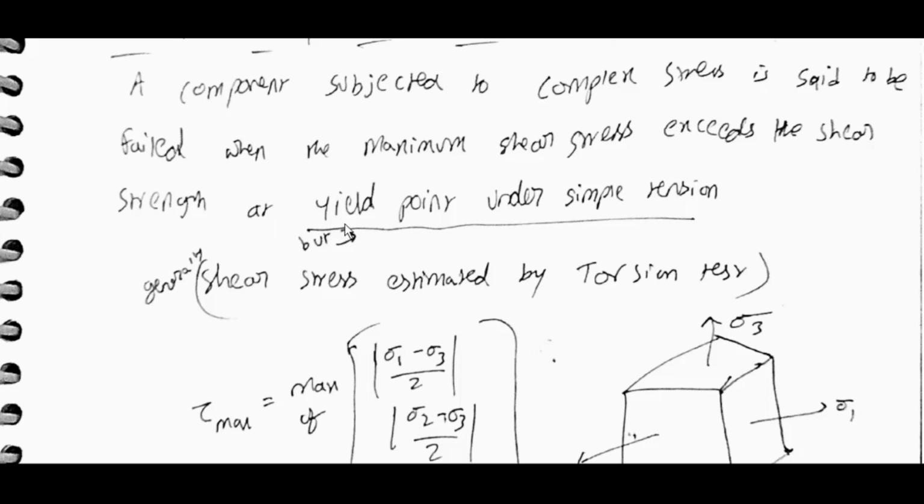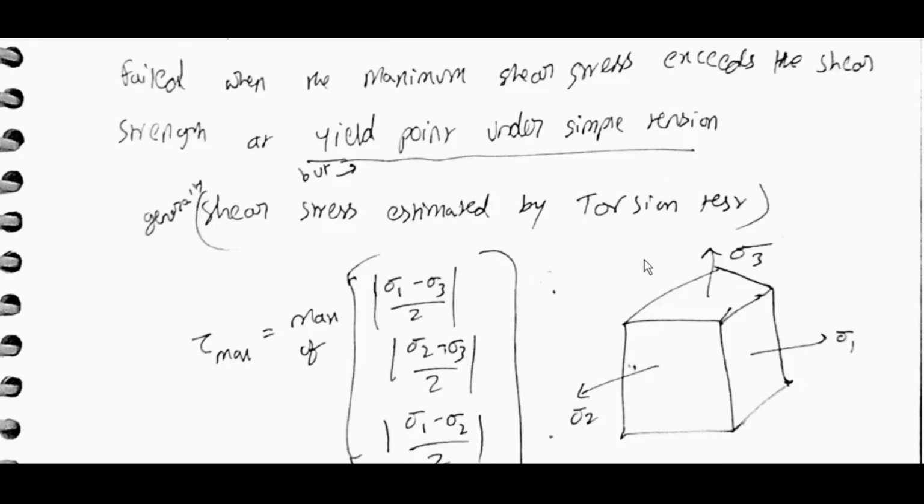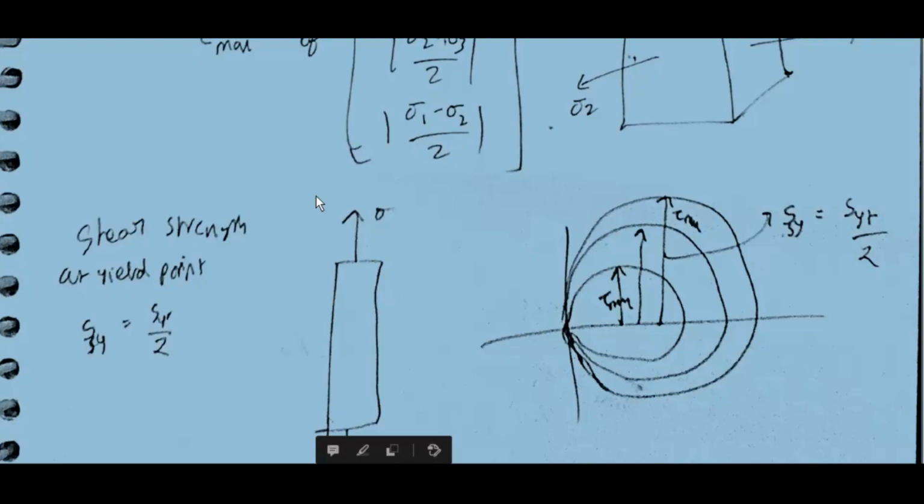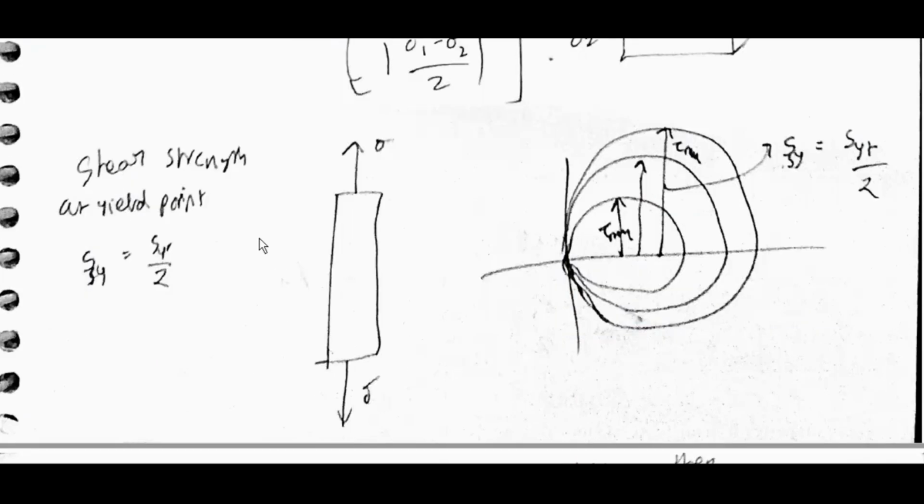Generally, shear stress is estimated by torsion test. But here it is like this: tau max is equal to the maximum of mod of sigma 1 minus sigma 3 by 2, mod of sigma 2 minus sigma 3 by 2, mod of sigma 1 minus sigma 2 by 2. Shear strength at a point SSY is equal to SYT by 2. Tau max, 3 circles, SSY is equal to SYT by 2.